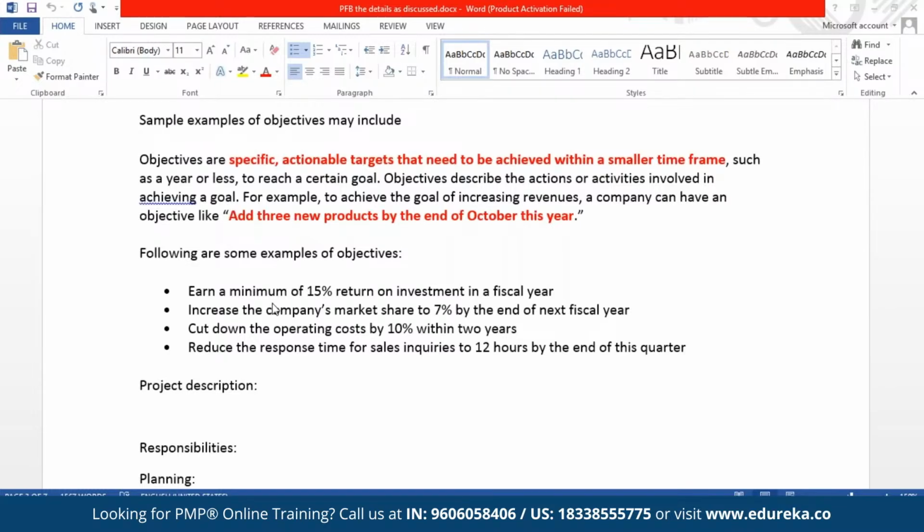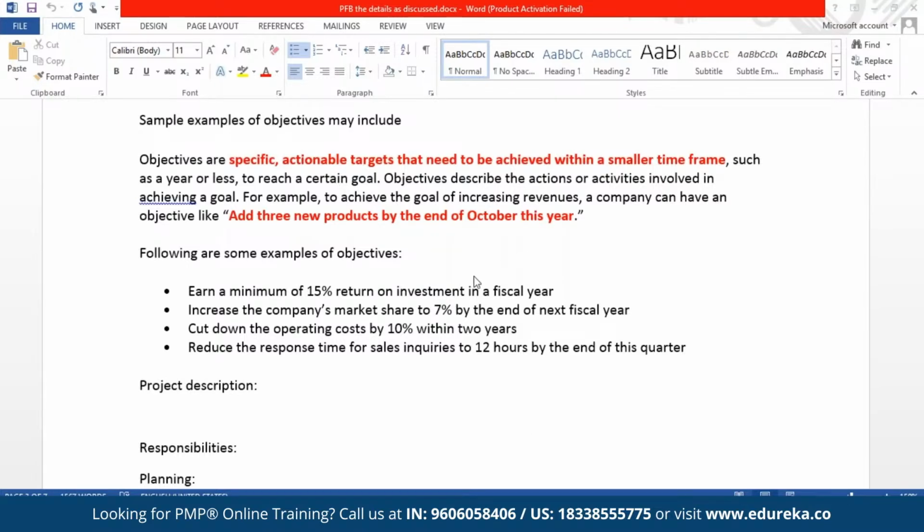So what are the objectives here? A handful of examples related to objectives: increasing the company's market share to 7% by the end of next fiscal year, cutting down the operational cost by 10%, reducing the response time for sales inquiries to 12 hours by the end of this quarter. So it's going to be very objective in nature, and it helps you to align back to the goals of the project. These are two important things that you should be aware of.